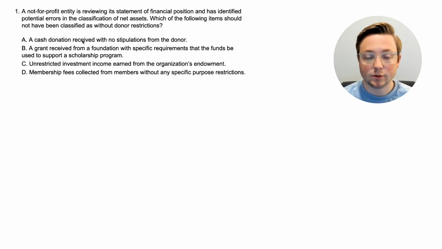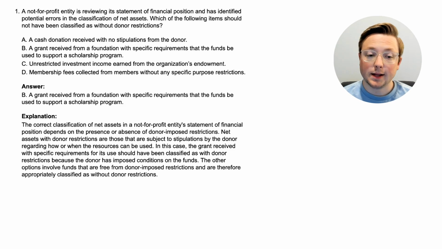So there's a cash donation received with no stipulations. That sounds like it should have no donor restrictions. There was a grant received from a foundation with specific requirements. Okay, that sounds like it should have restrictions. Unrestricted investment. Again, that's unrestricted. Membership fees collected from members without any specific purpose. Okay, just by reading this, we can guess that it's probably B because all the other ones sound like they don't have restrictions, whereas this one sounds like it has a restriction, and we're trying to figure out which one should not have been classified in without donor restrictions. So let's go ahead and look at the answer to see if we're right.